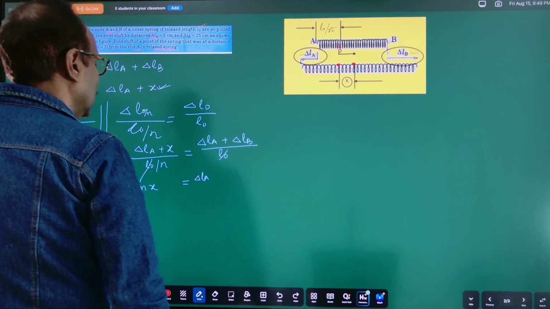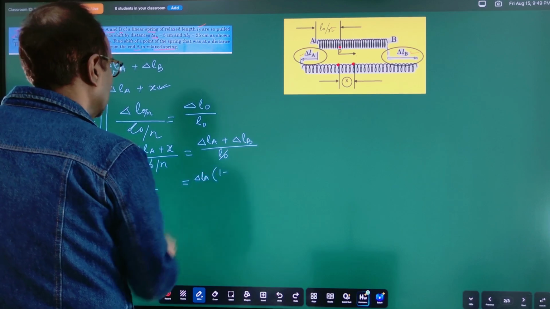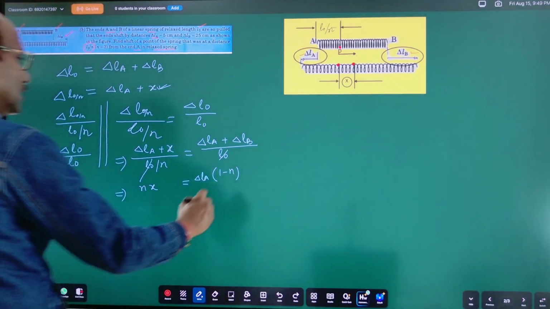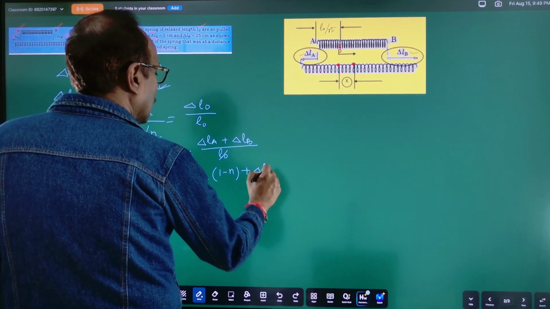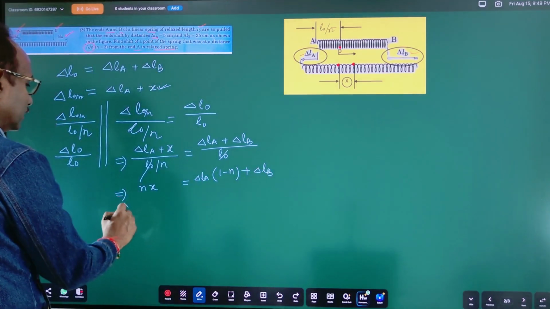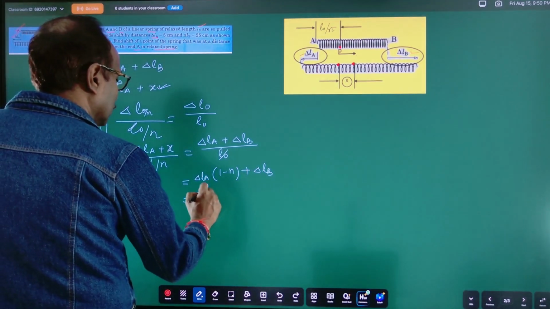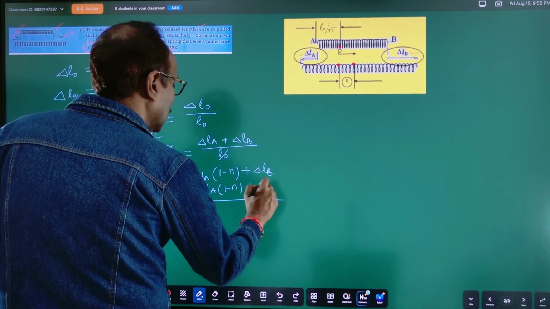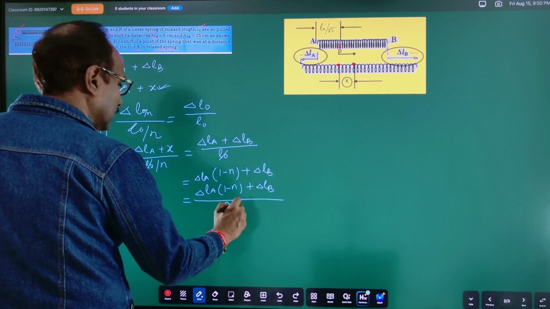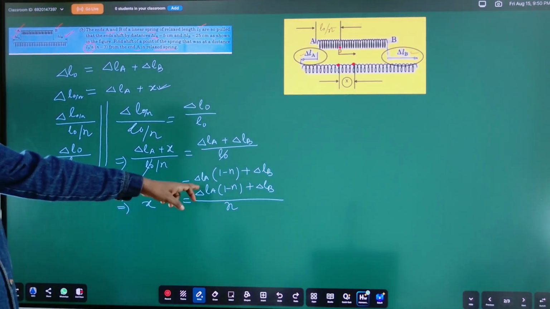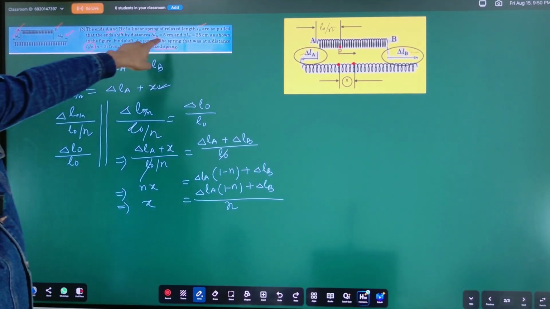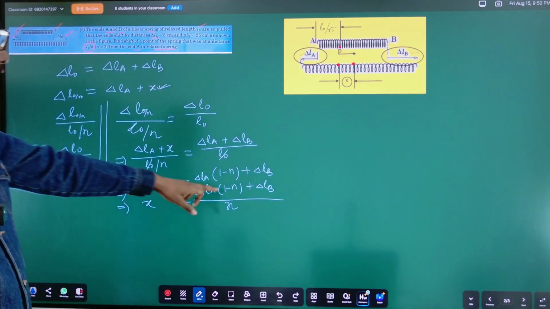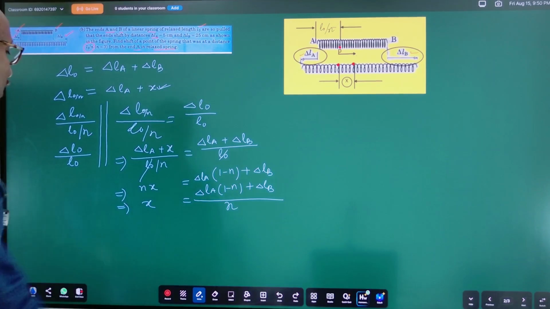From here you will get x as n x is equal to n times delta LA, 1 minus n, plus delta LB. So your x will become delta LA, 1 minus n, plus delta LB, divided by n. You know the value of delta LA given 5 centimeter, delta LB 25 centimeters, n is given 3. Put the values and you will get the value of x.